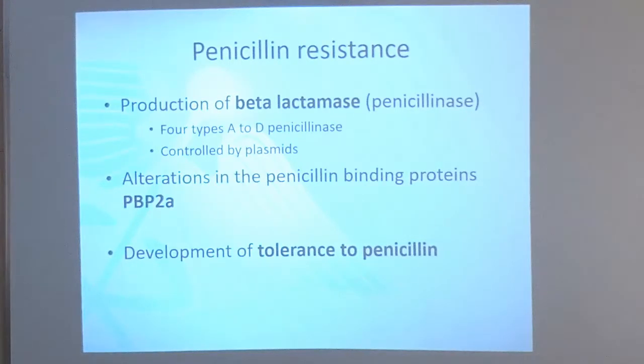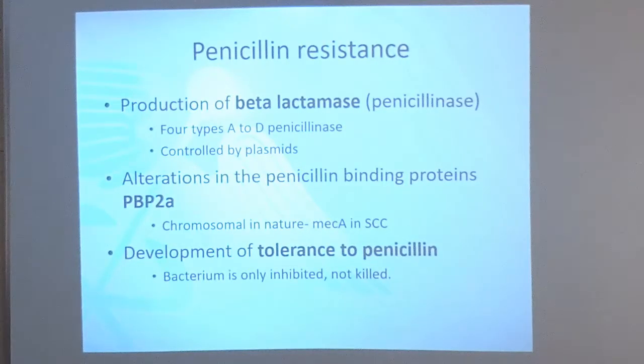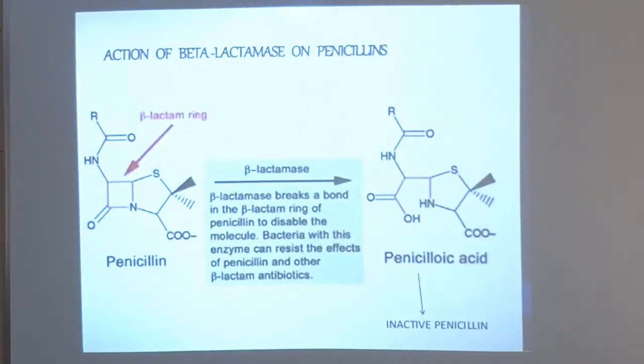Alteration in the penicillin binding proteins, PBP2A, is chromosomal in nature, and there develops the mecA gene in the SCC. SCC means staphylococcal chromosomal cassette. So, this new gene is developed, which makes the organism drug resistant, or they may have tolerance for penicillin, which will come and go off and will not kill the microorganism, but just inhibits its further growth.